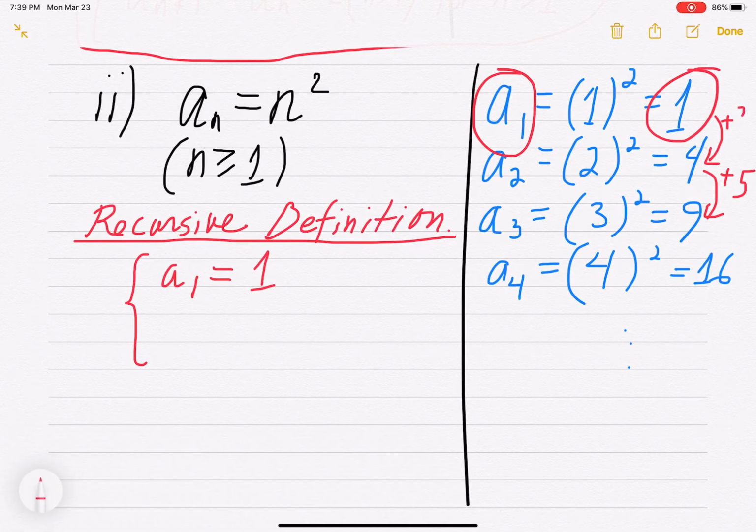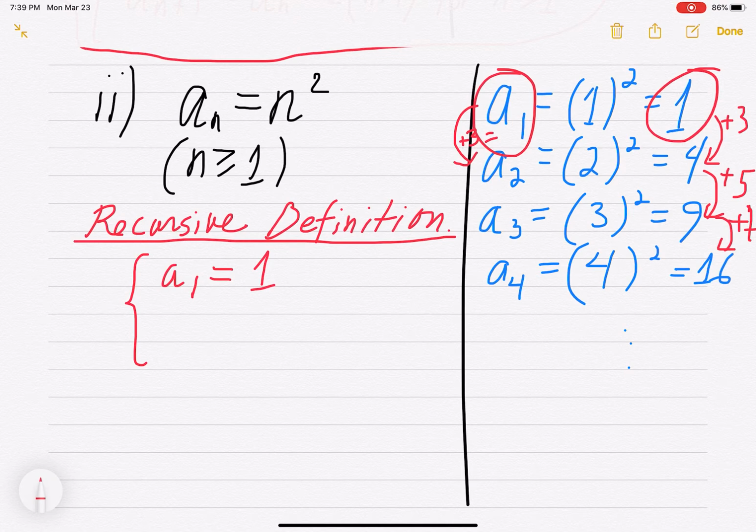To get from 1 to 4, we had to add 3. To get from 4 to 9, we had to add 5. To get from 9 to 16, we had to add 7. So it looks like we're adding odds. So let's see. A1 to A2 was 3. What is that? It's an odd.